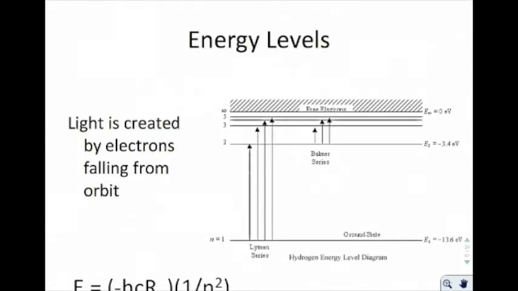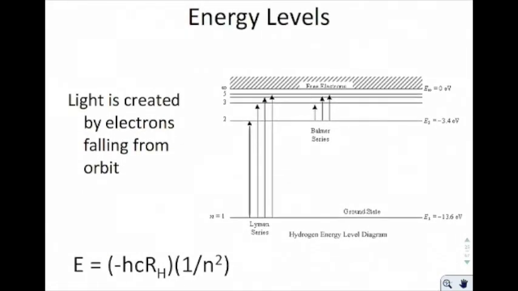Talked about the Bohr model. This right here is the energy levels once again. It says light is created by electrons falling from orbits. And here you see the Lyman series are the transitions to the first orbital. You see the Balmer series, which are the transitions to the second orbital. So those are those series that you have here.